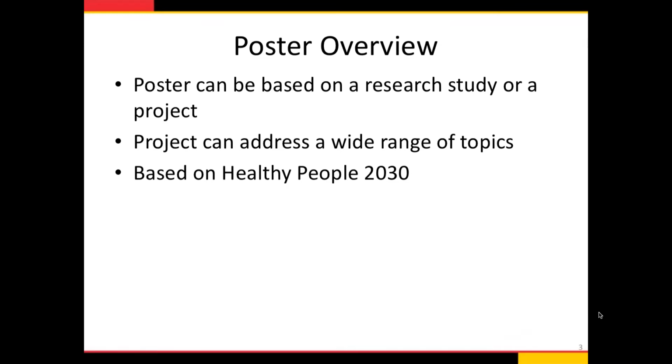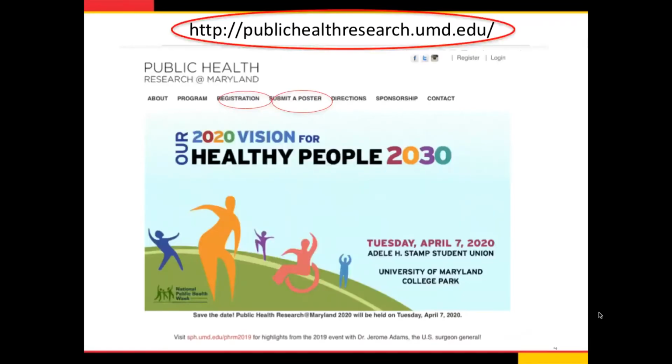So how do you submit online? The abstracts are due by March 23rd, although the site is now open for registration and abstract submission. Go to the Public Health Research at Maryland website, the URL of which is here, where you will see information about the program. You need to register for the meeting first.